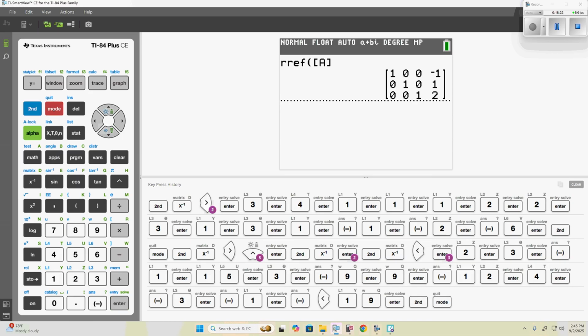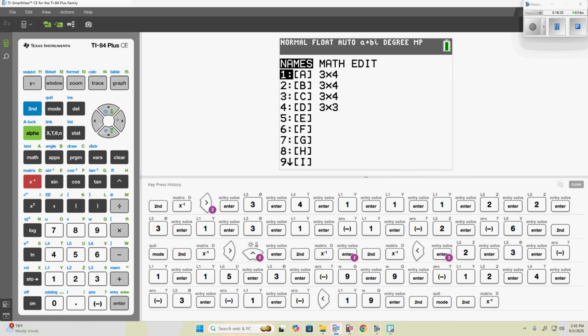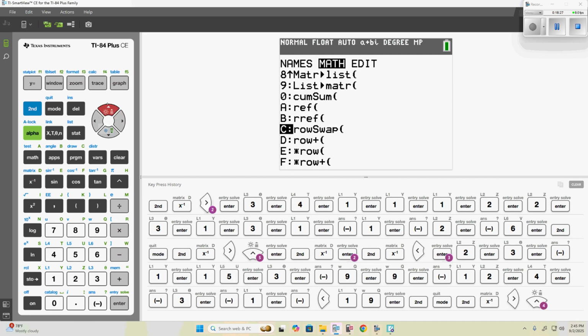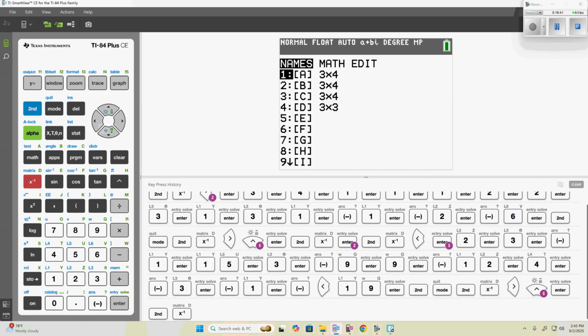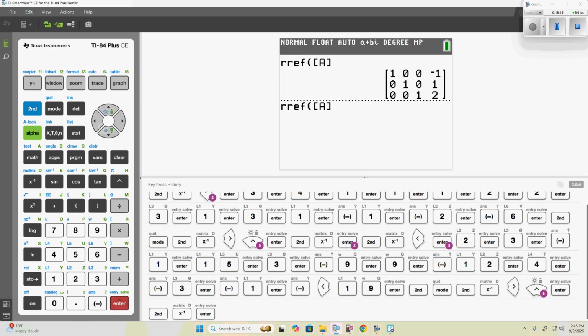So second quit. Second matrix, we're going to go over one and we'll want to find the RREF. Once you find it, hit enter. Because that's telling whatever matrix follows this, we want to get in reduced row echelon form. Second matrix A, since we put it in as A. And then hit enter. And hopefully you got something that looks like this here. Yes?